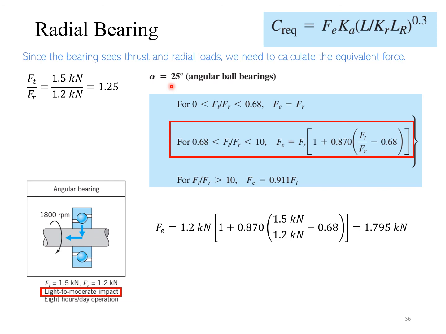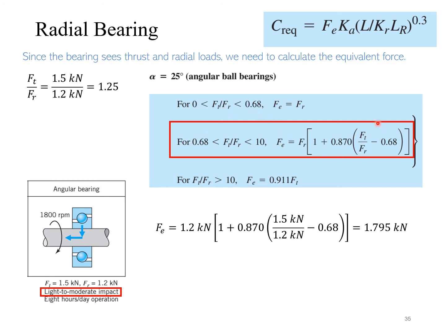Now remember, an angular ball bearing is designed to take thrust loads better than a radial. So to calculate that equivalent load, we're going to do the same thing. We're going to calculate the ratio of thrust divided by radial. Remember that ratio was 1.25. And then we're going to look for which formula applies for the equivalent load.